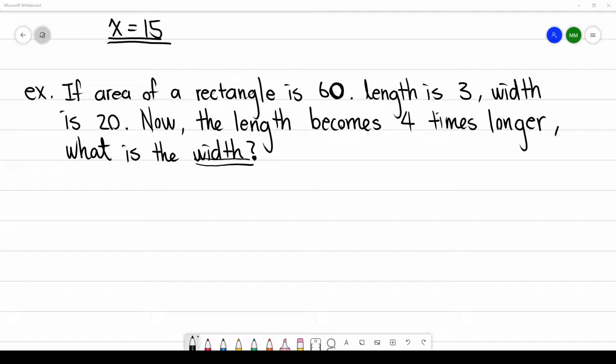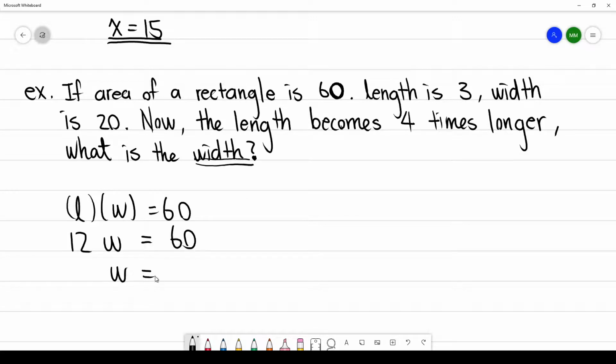Oh yes, the answer. So for this question, the answer is 5. So again, I can solve this equation. The length is 3, and when the length becomes 4 times longer, it becomes 12. So length times width is 60, and when the length is 12, 12 times W is equal to 60, and then width is equal to 5.